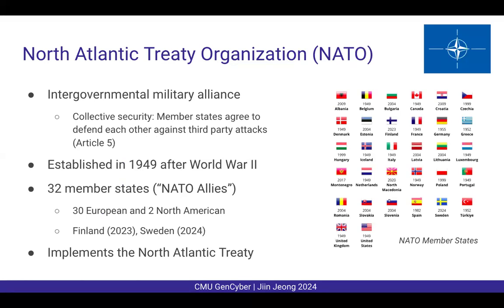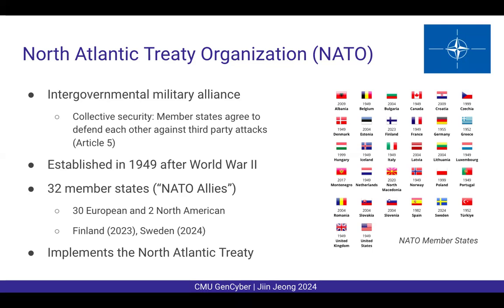There is also the North Atlantic Treaty Organization, or NATO, and this is an intergovernmental military alliance. One key idea behind NATO is collective security. In Article 5, member states agree to defend each other against third-party attacks. NATO was also established after World War II, but as you saw, the military alliance has quite a different purpose and implication than the United Nations.